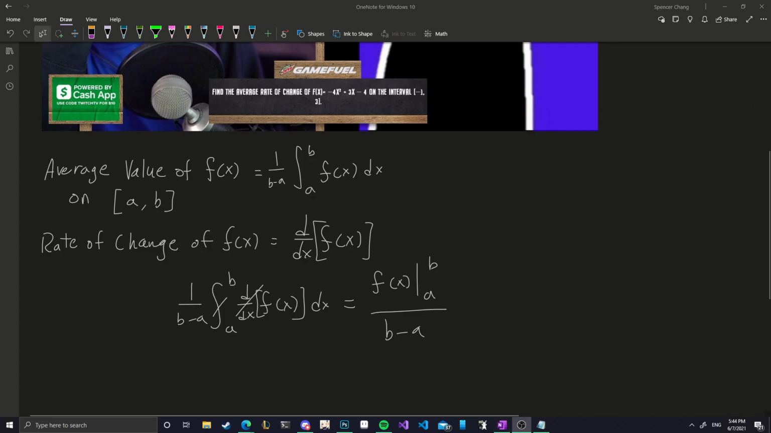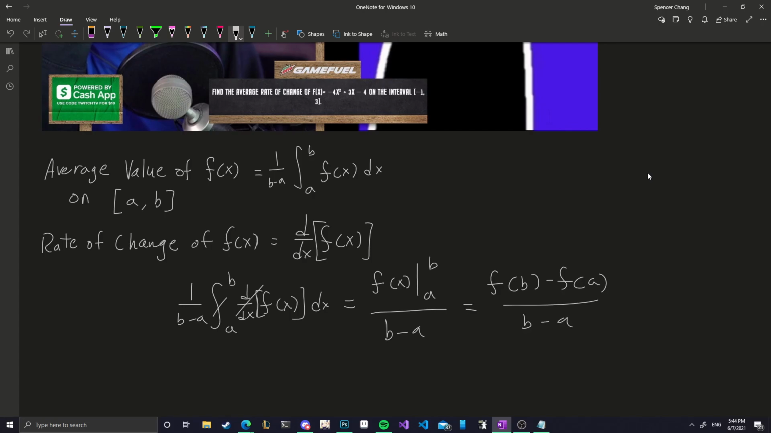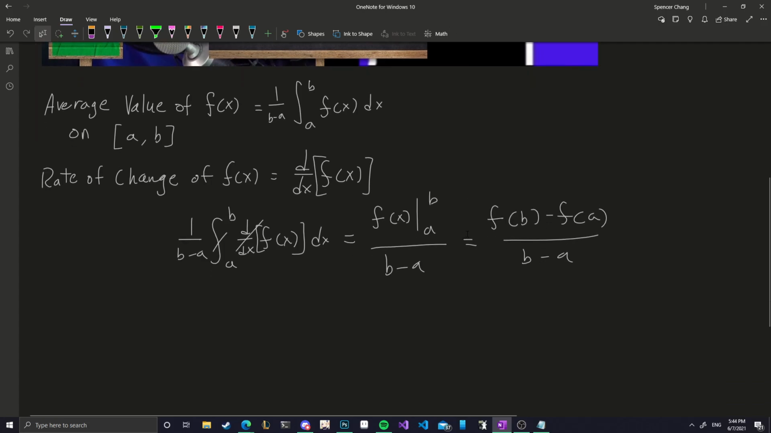Here we can see that the average rate of change is just the difference of the function f. I'll write that to be a little bit more clear. f of b minus f of a over b minus a. So now that we have this formula, we can just plug and chug what we're given in this question.